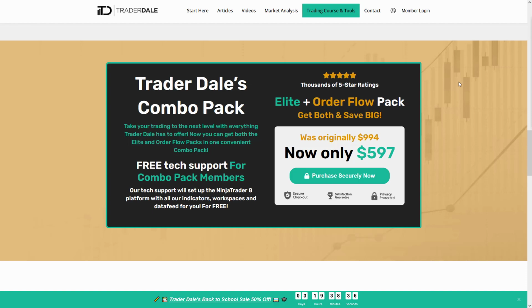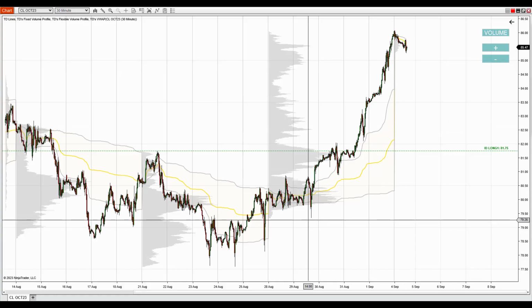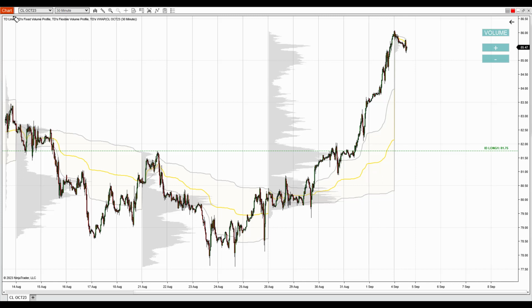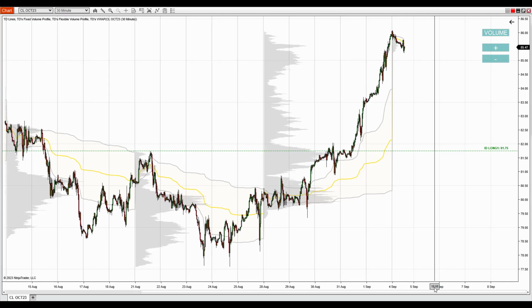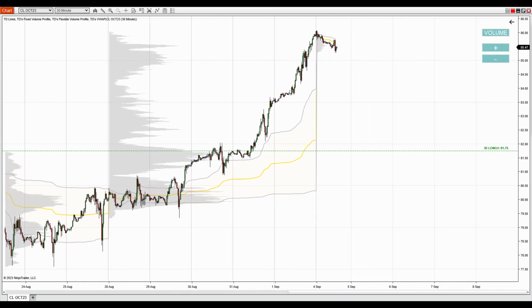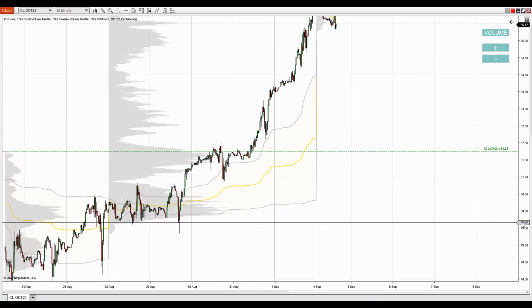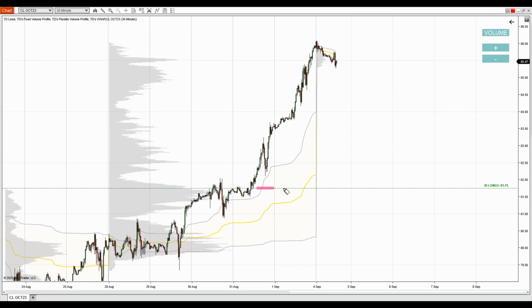And the first trading idea is going to be on the crude oil. So what you see before you is the crude oil chart, 30-minute time frame. You're looking at NinjaTrader 8 platform, and what I have in here are my custom-made volume profile and VWAP indicators. And I want to show you a support which is in here at 81.75.